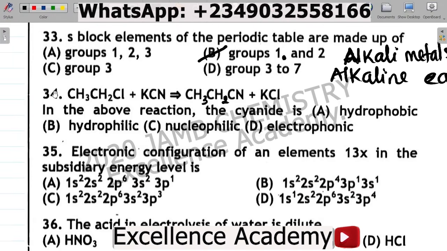Next up, question number 34. For 34, you have this one here. This is chloroethane combining with potassium cyanide, resulting in the formation of ethane cyanide plus potassium chloride. The question here says, in the above reaction, the cyanide is A. Hydrophobic, B. Hydrophilic, C. Nucleophilic, D. Electrophilic. So for question 34, what's the correct answer? For 34, the correct answer is C.